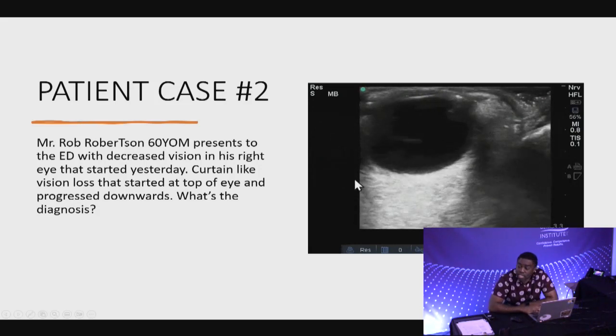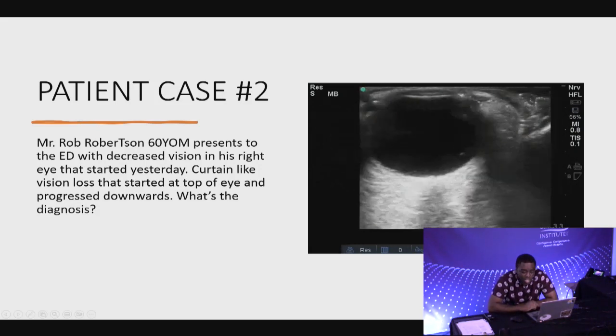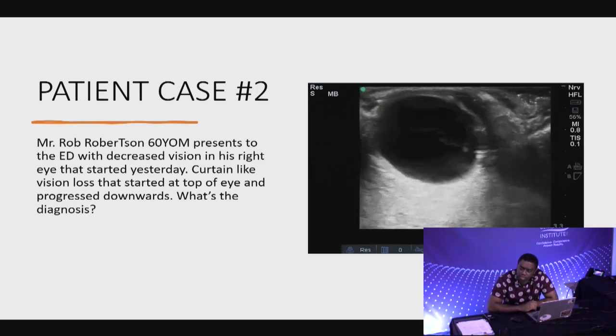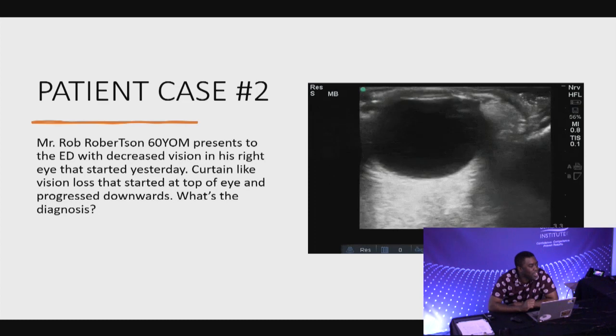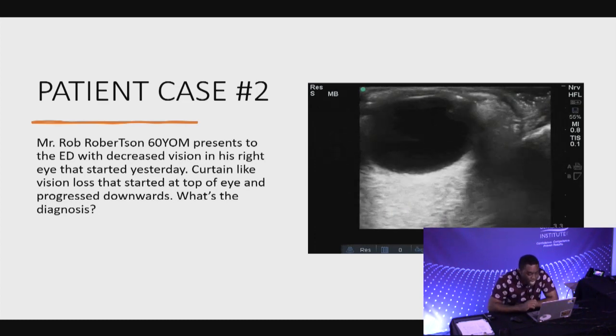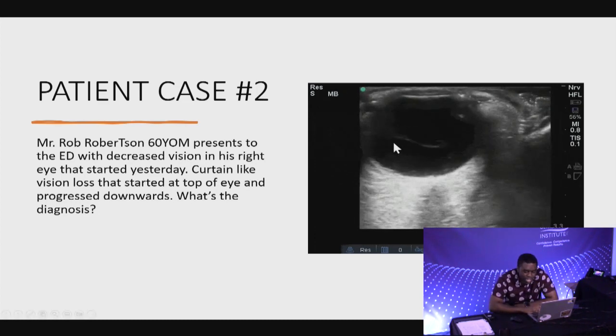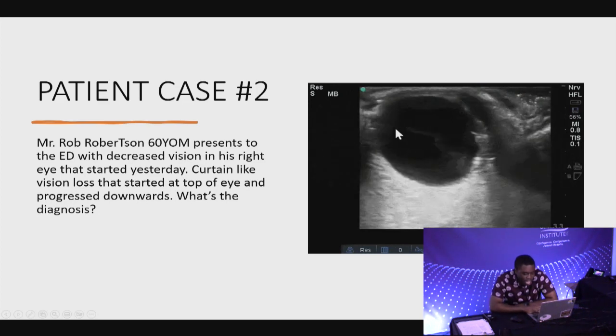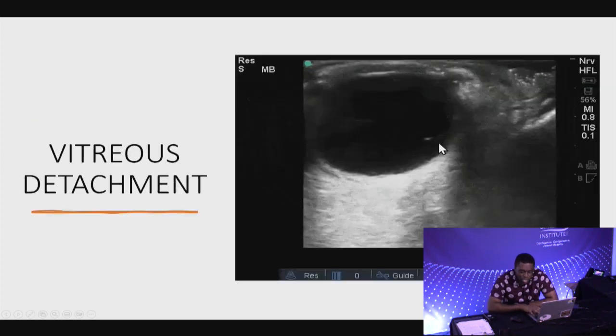So we have another case where Mr. RR comes to the ED, same story, curtain vision. You put the ultrasound probe on his eyes. What do you guys see? Yes. And do you guys see by any chance this really thin line there? Kind of looks like a retinal detachment.